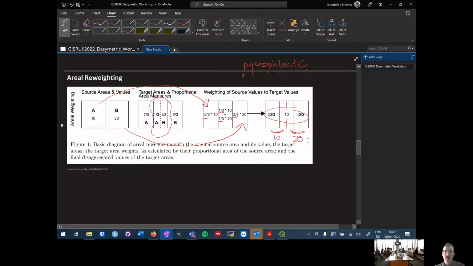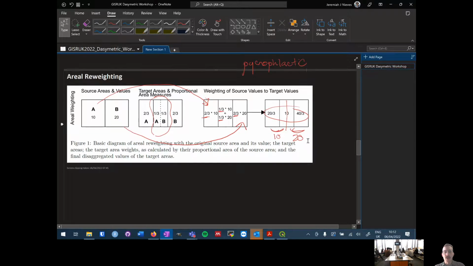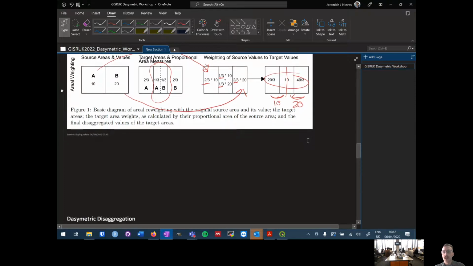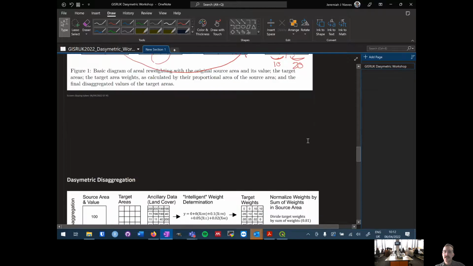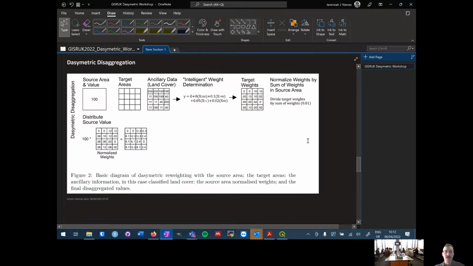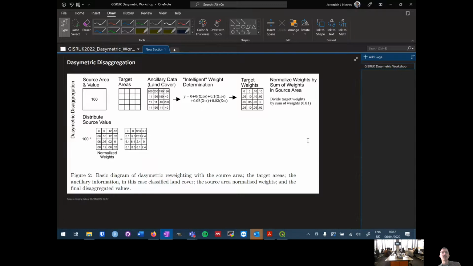All right, cool. So let's make it a little more complicated. What if everything's not homogeneously distributed and we can't assume that population is proportional to area? And this is where we come into dasymetric disaggregation. There are many different flavors of dasymetric disaggregation, but I'll cover the main ones.